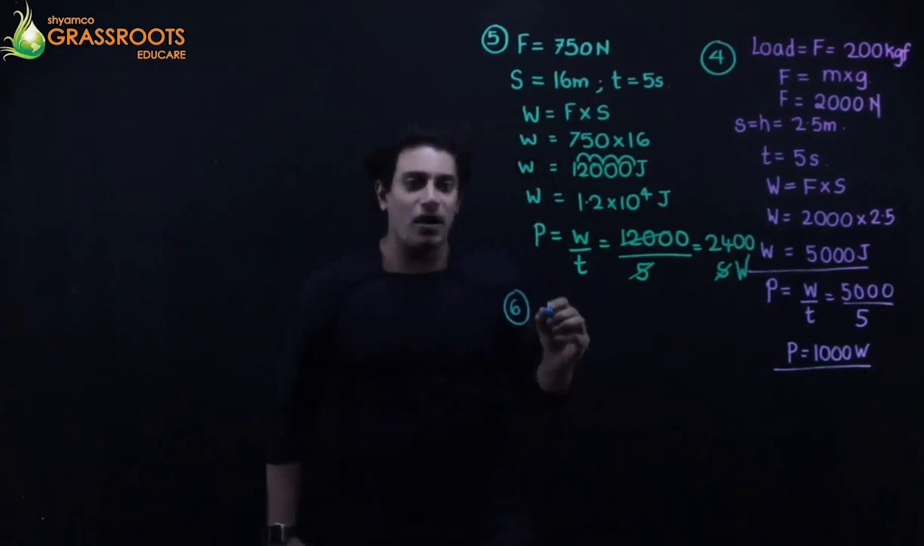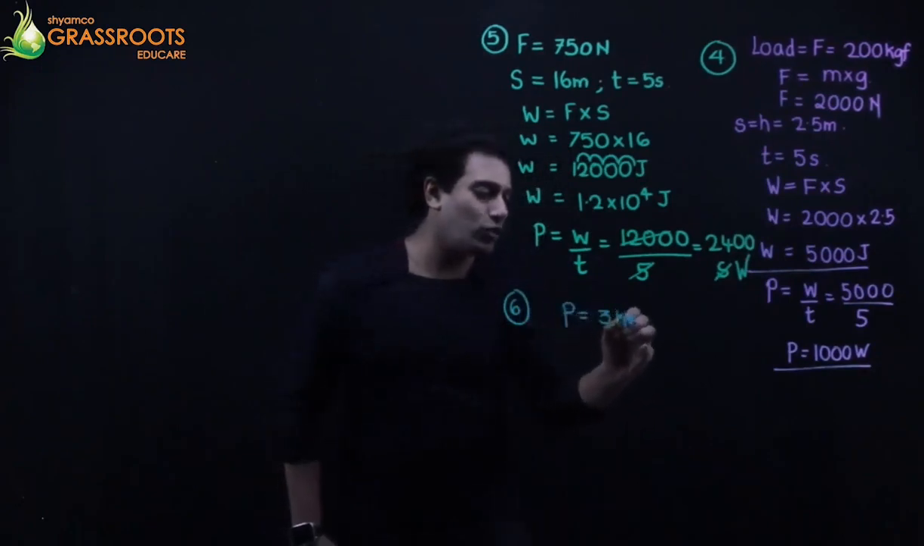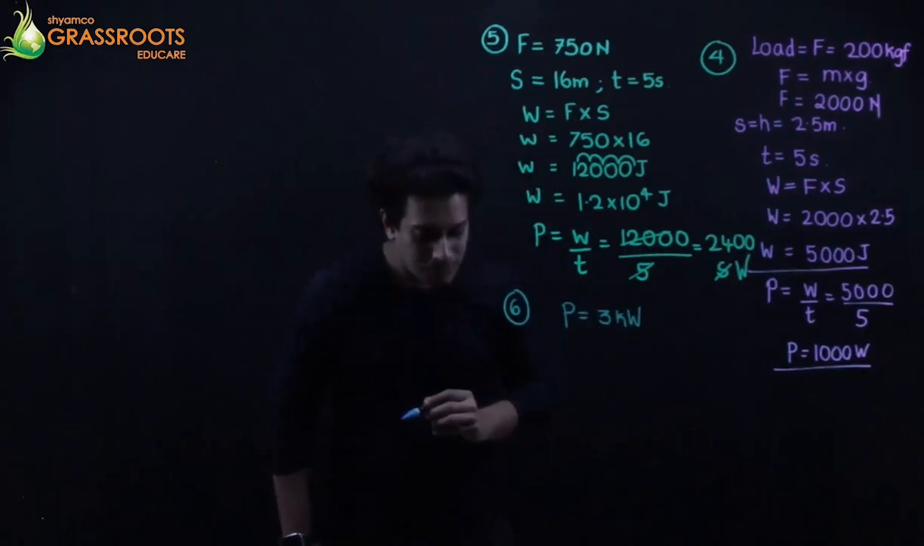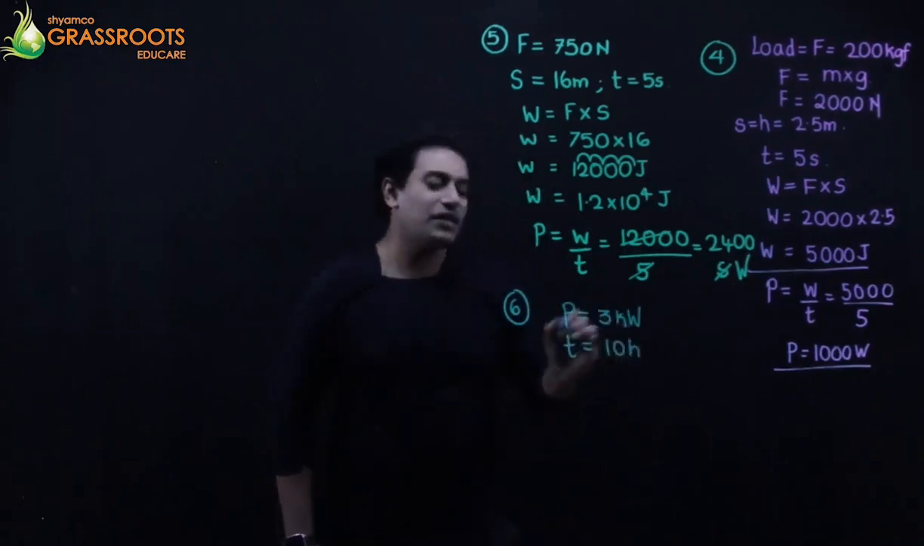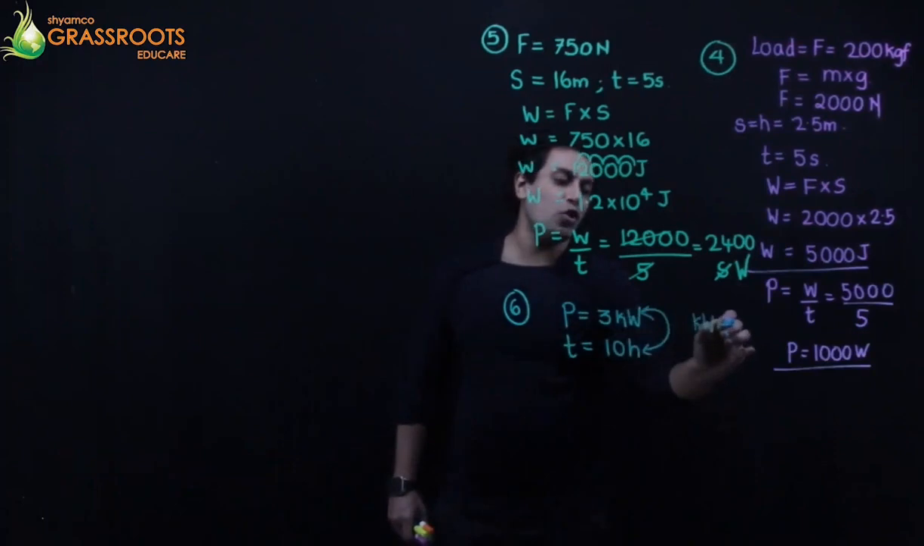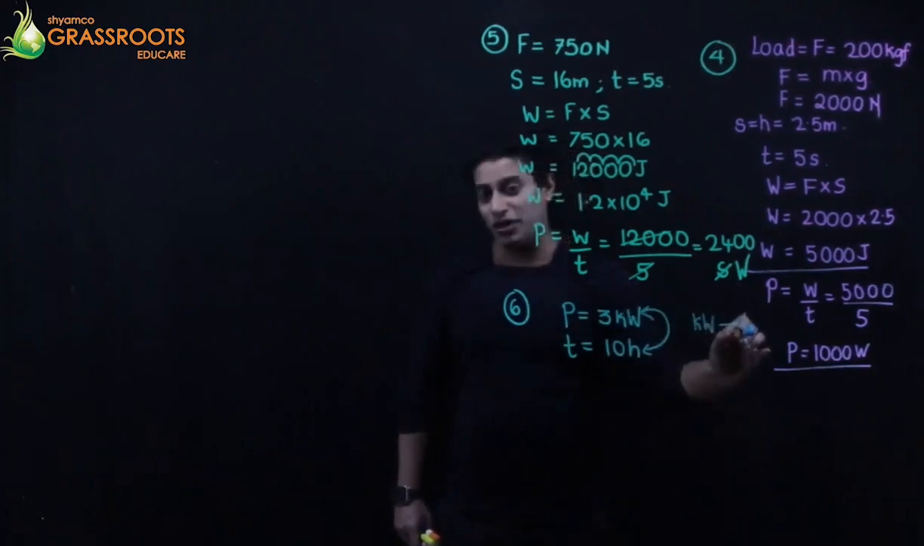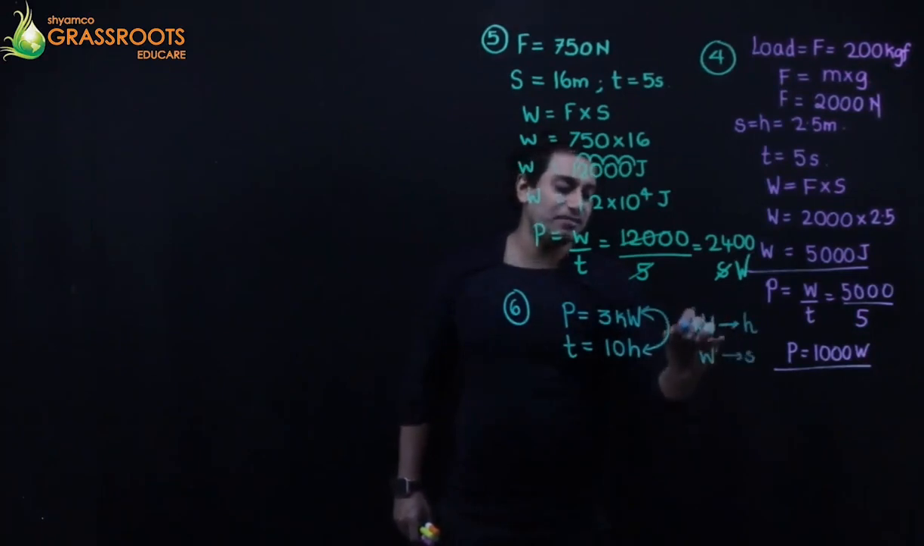An electric heater whose power is 3 kilowatts is used for 10 hours. Time is equal to 10 hours. Now remember, kilowatt and hour have compatibility. Kilowatt is always compatible with hour and watt is always compatible with second.